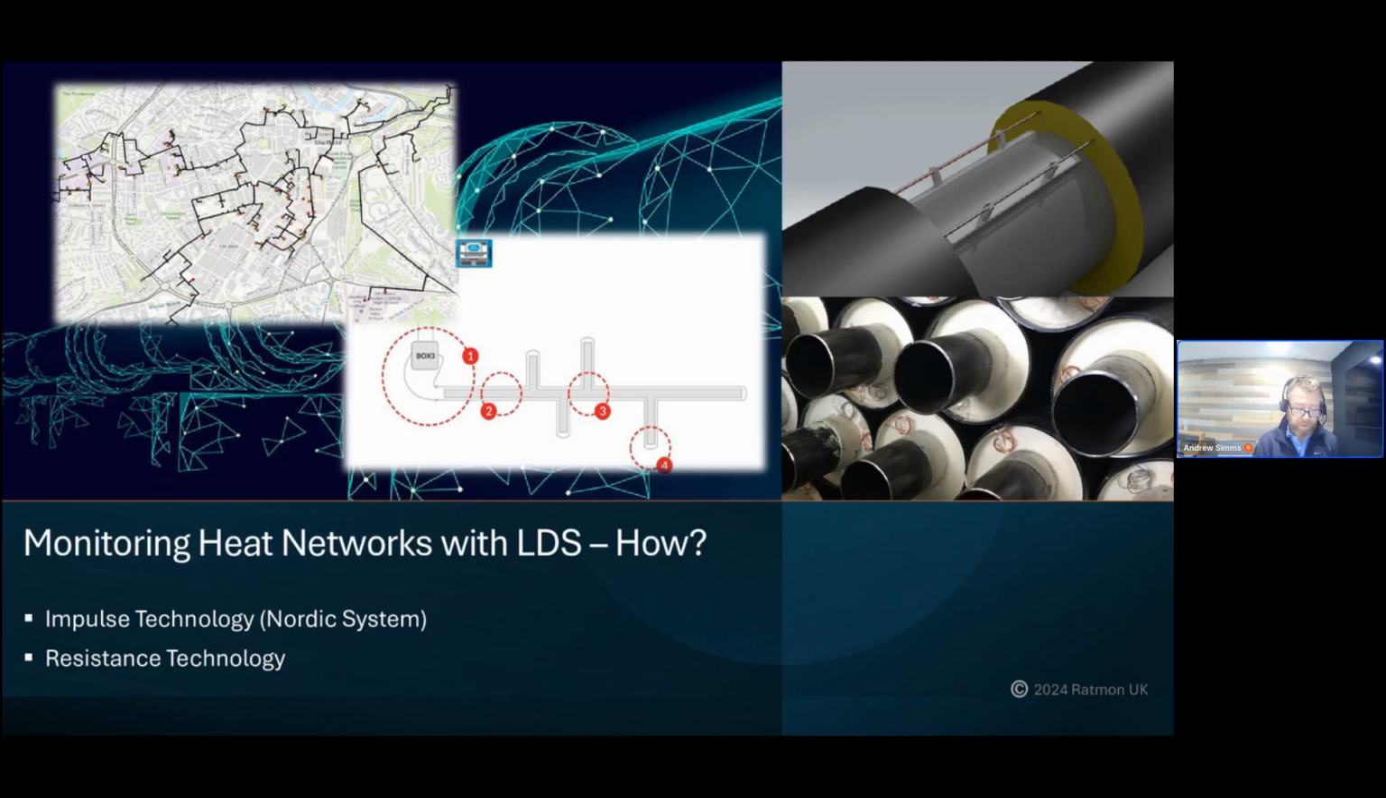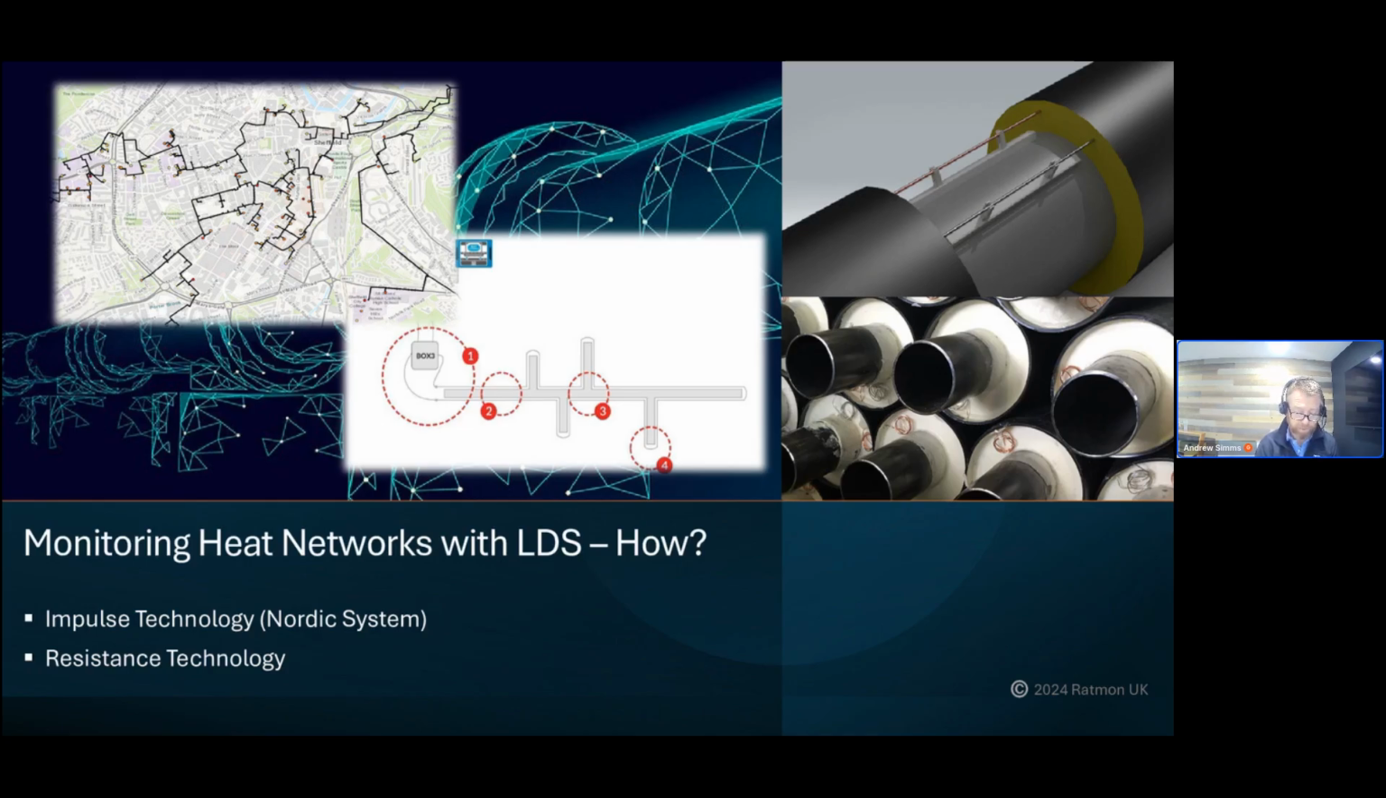So how do we monitor heat networks with leak detection systems? There are two primary technologies used for monitoring heat networks: impulse technology, also known as the Nordic system, and resistance technology. Impulse technology, what is typically referred to as the Nordic system, operates by embedding two copper wires into the pipe insulation. These wires send low voltage electrical impulses along their length. When moisture enters the insulation, it changes the impedance of the wires, which the system detects and records. The approach not only identifies leaks and faults, but when paired with TDR, which is time domain reflectometry, it can pinpoint their precise location.